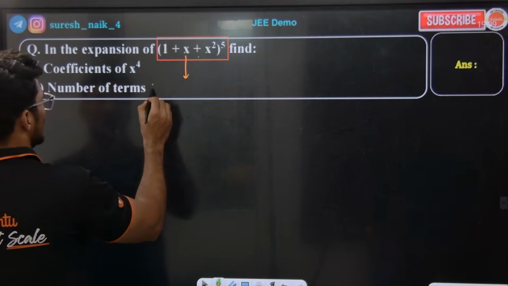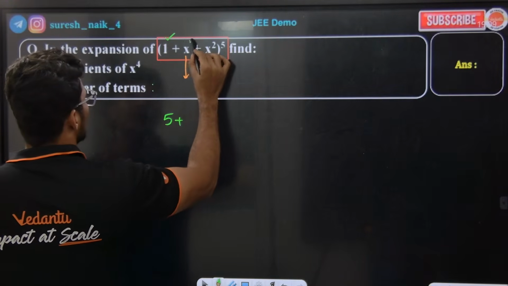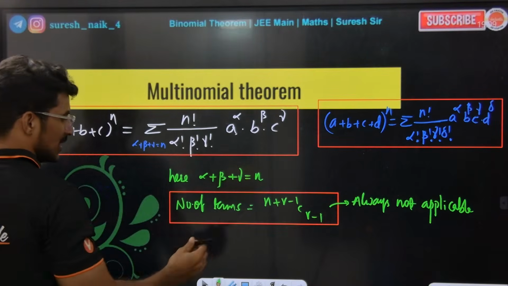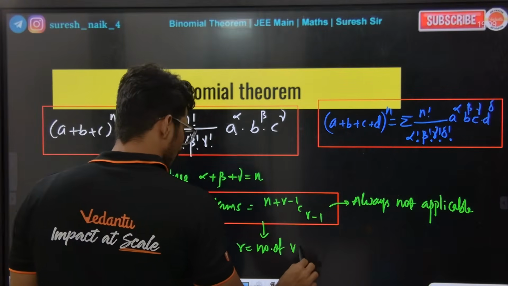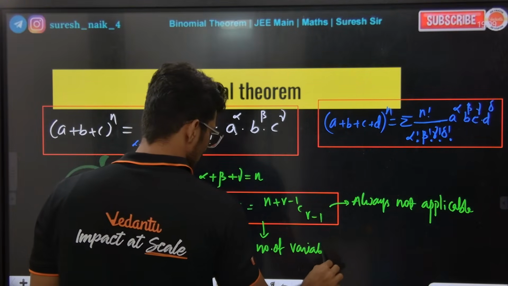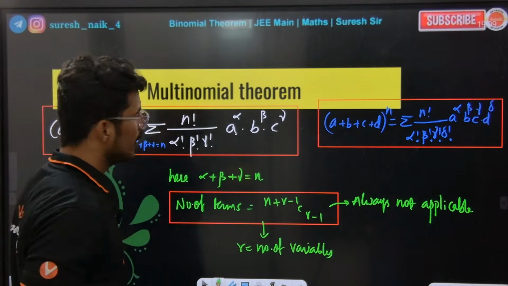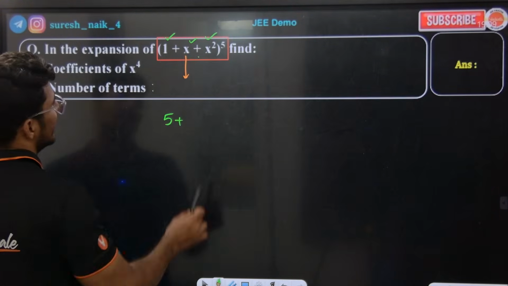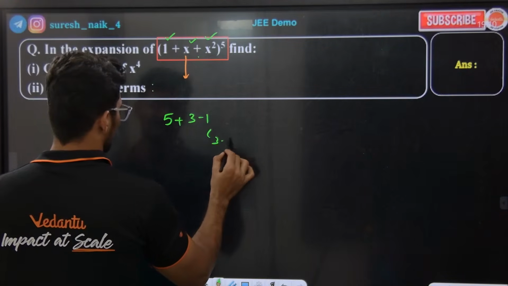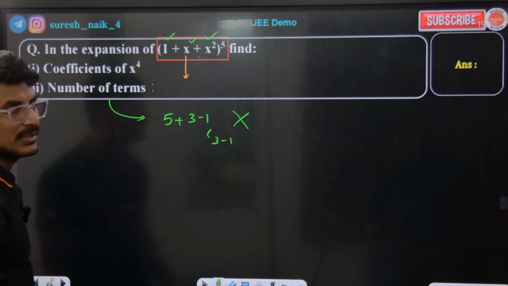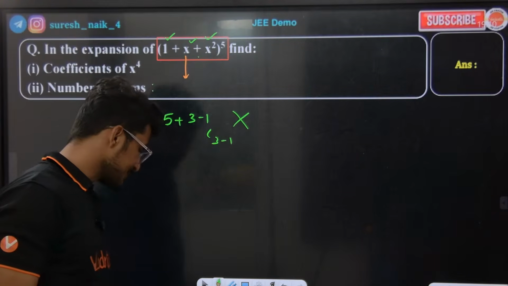So for the number of terms, we should not apply this formula. In (n + r - 1) C (r - 1), what does r mean? R is the number of variables. How many variables are there? A, B, C. There are 3 variables, so r will be 3. But we should not say it like that. This is wrong for the number of terms. Then how many terms are there basically? Tell me. How many terms are there?